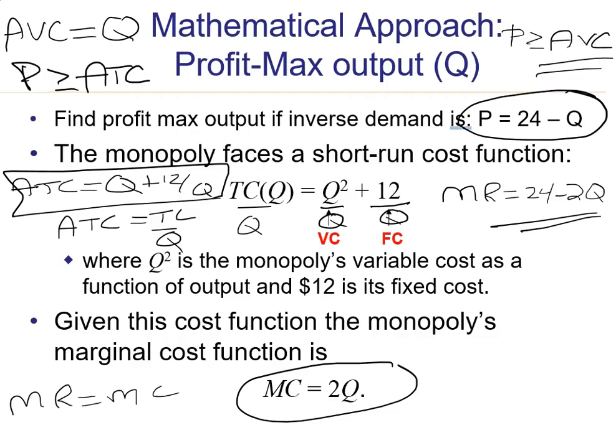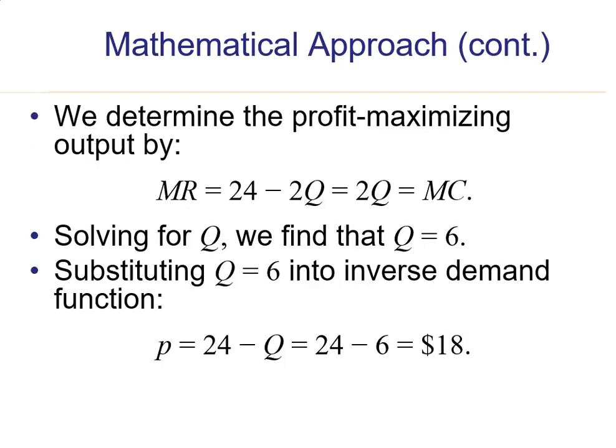Okay, so that was our little sidetrack. Now let's continue on by setting MR equal to MC. Set this 24 minus 2Q, the MR, equal to 2Q. And that's what we do here. MR is equal to MC. Let's group our two Q's together. So we have 24 is equal to 4Q. Divide both sides by 4, and we get Q is equal to 6. So 6 is the profit maximizing Q.